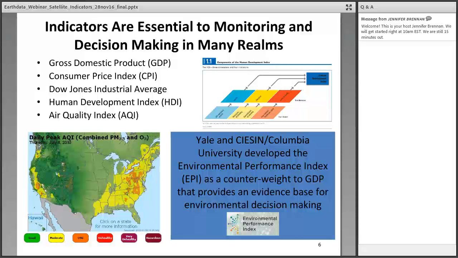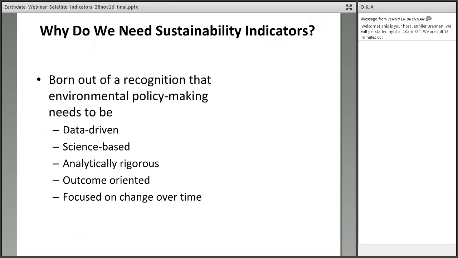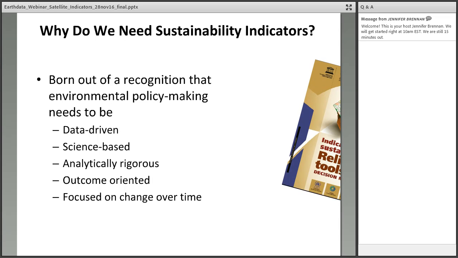So Yale and CIESIN at Columbia University have developed indicators since 2000, when our first release was the ESI. They are intended to serve as a counterweight to GDP and provide an evidence base for decision making in the environmental realm, much as GDP provides an evidence base in the economic realm. Indicators are born out of a recognition that policymaking needs to be data-driven, science-based, analytically rigorous, outcome-oriented, and with a strong focus on change over time.